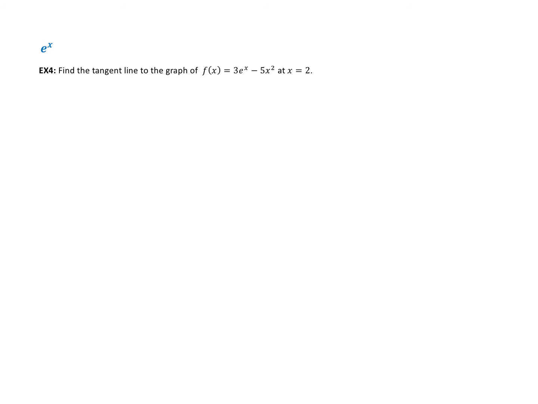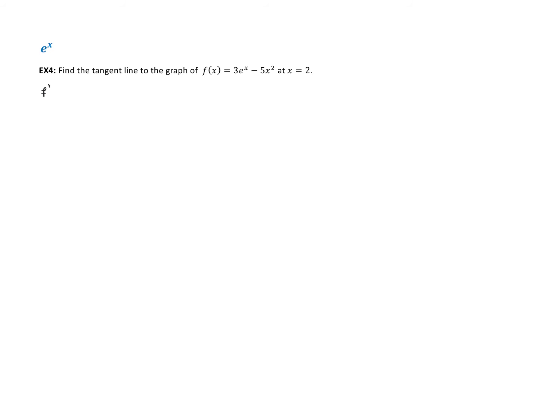This question is asking us to find the tangent line to the graph of f of x, where f of x is equal to 3e to the x minus 5x squared at x equals 2. So we have to find the equation of the tangent line. In order to do that, we're going to have to find the slope of the tangent line first. So let's differentiate. Let's find the derivative of f of x.